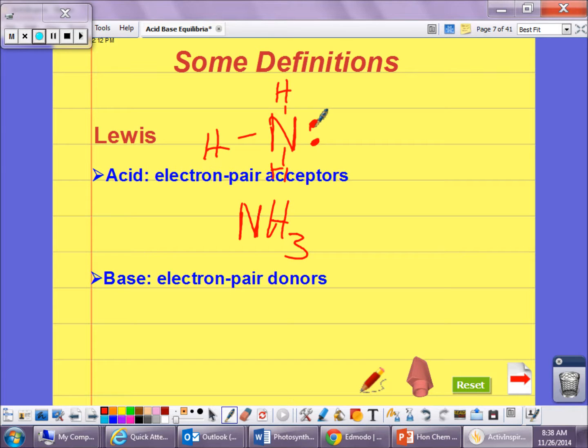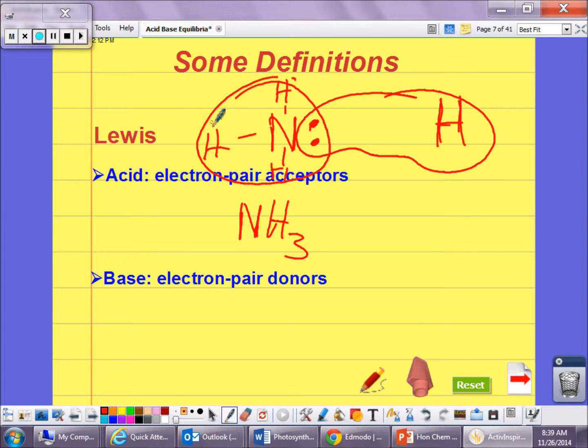So if I have a hydrogen ion, this is our hydrogen. See, if that ammonia gives a pair of electrons to that hydrogen, the hydrogen will have those two electrons also. They are sharing that pair. That's why ammonia is a Lewis base. It is an electron pair donor.